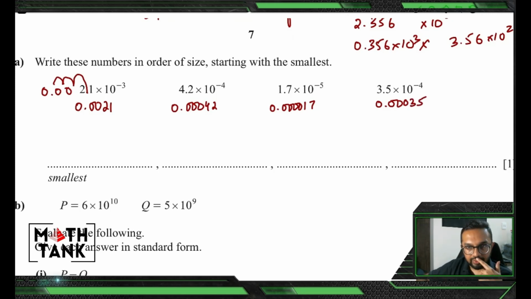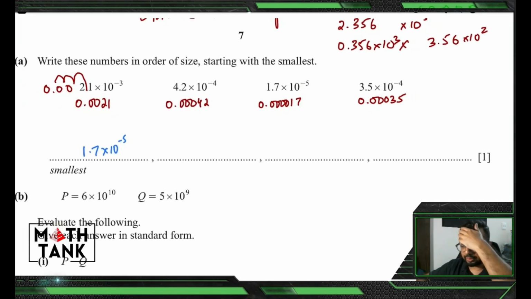So now I have to decide which one is the smallest. Obviously this one looks like the smallest because it has 6 digits. So that one is the smallest. So I'm going to write 1.7 times 10 power minus 5. Remember to write the original number, not the changed number, else you would not get this 1 mark, because this is just a 1 mark question.